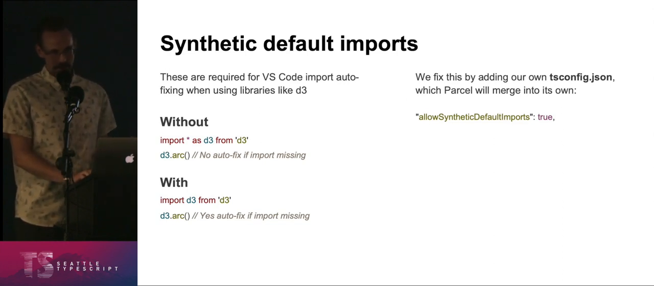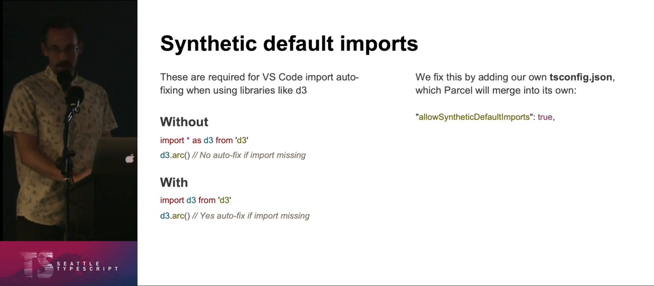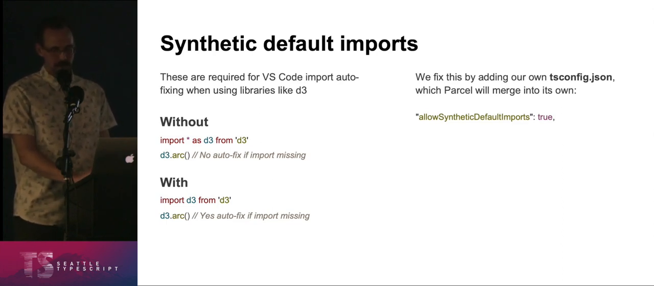And I don't want to be typing on the keyboard any more than I have to. So all we have to do for this one is create our own tsconfig.json, which Parcel will merge into its own. So it's very small. And we just throw in allowSyntheticDefaultImports true. I don't know why they don't do it by default, really.